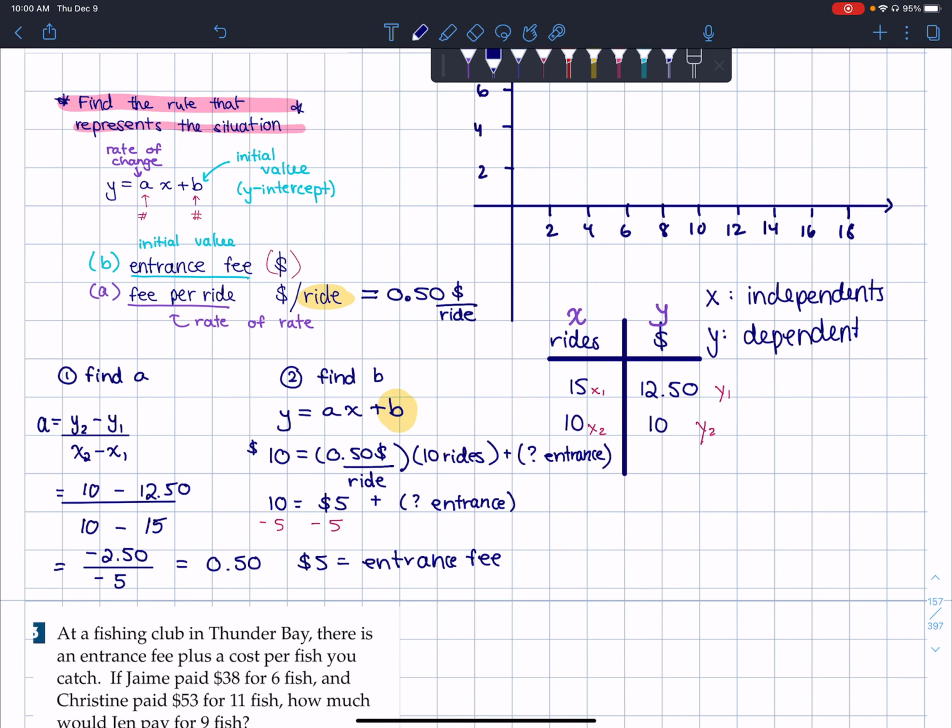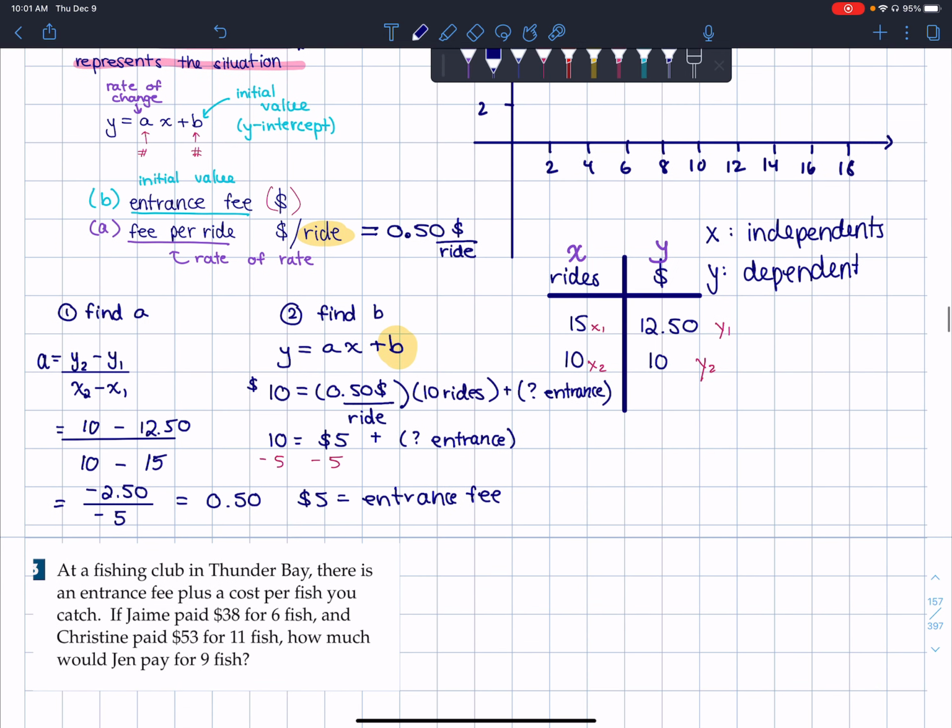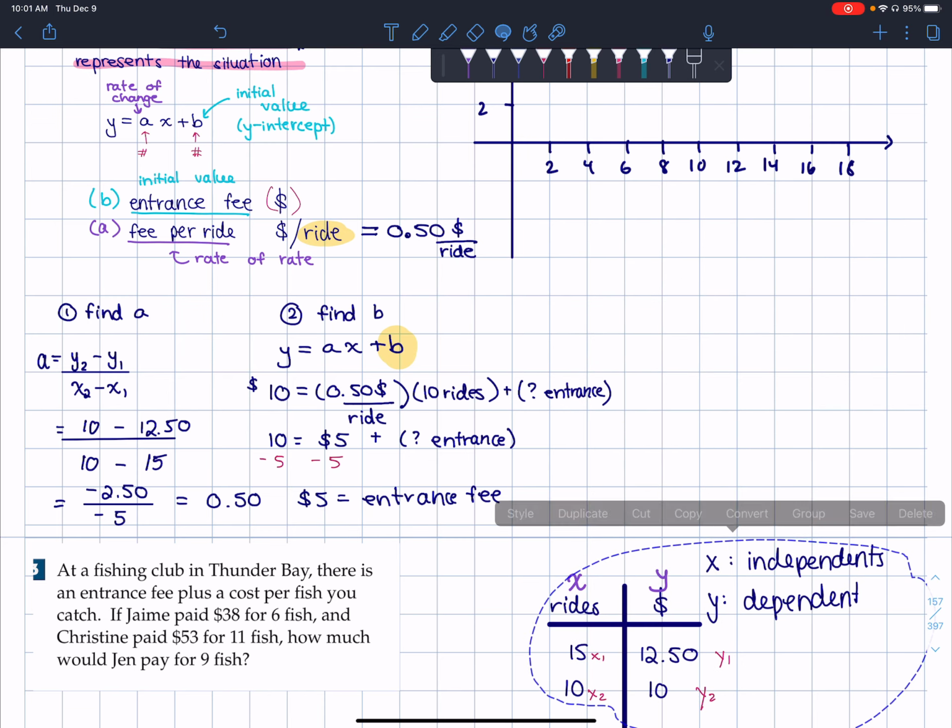If I had worked backwards from Kathy's numbers instead of Julie's numbers, I would have gotten the exact same result because, again, they went to the same amusement park.